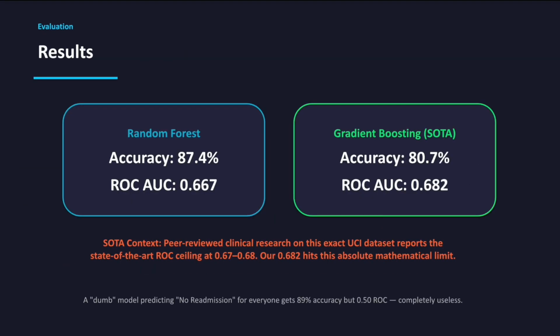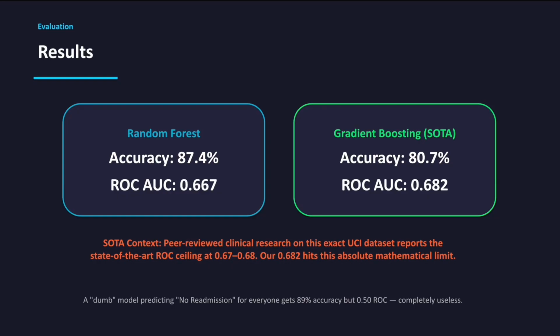Now that we've built our models, let's talk about how they actually performed. We trained both models on 80% of the data, then evaluated them on the remaining 20% they had never seen before. We measured performance on two metrics, accuracy and ROC-AUC, which stands for Receiver Operating Characteristic Area Under the Curve. Random Forest hit 87.4% accuracy with a ROC-AUC of 0.66. Gradient boosting hit 80.7% accuracy with a ROC-AUC of 0.68.